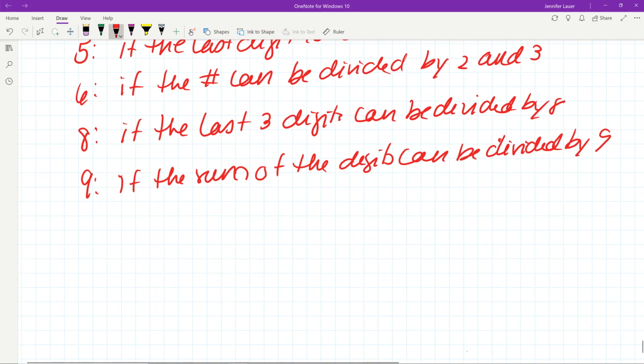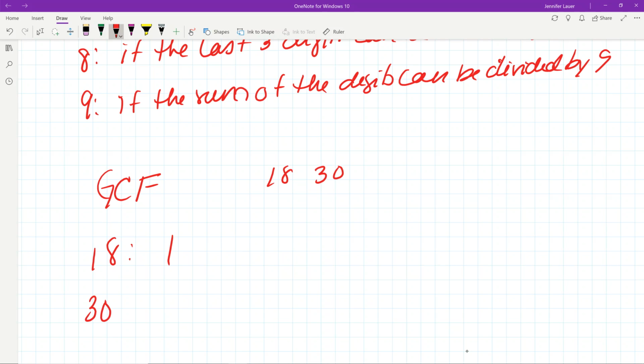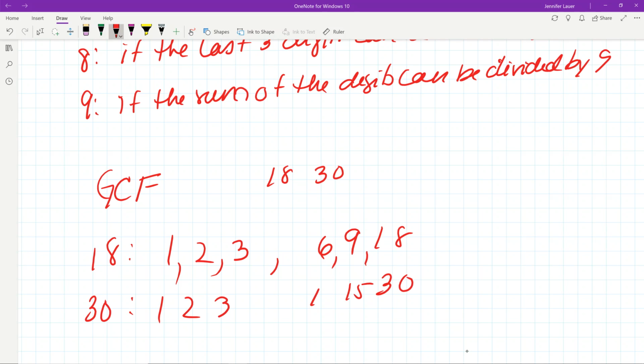So let's talk about some problems you might see in your book. Why don't we find the greatest common factor, not greatest common multiple, that's something too. The greatest common factor of 18 and 30. So I'm going to just write out their factors first. 18: 1 and 18, 2 and 9, 3 and 6. I think that's it. 30 is 1 and 30, 2 and 15, 3 and 10, and 5 and 6. So what's the greatest common factor? It's going to be 6.